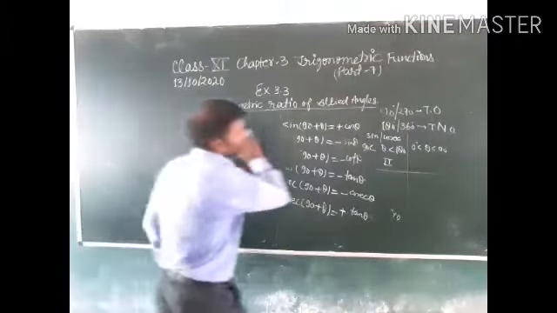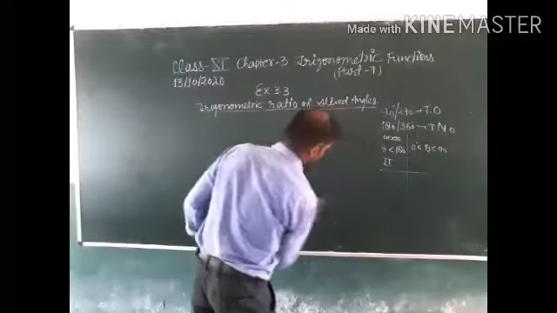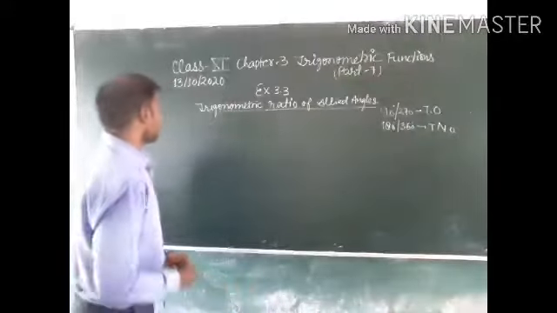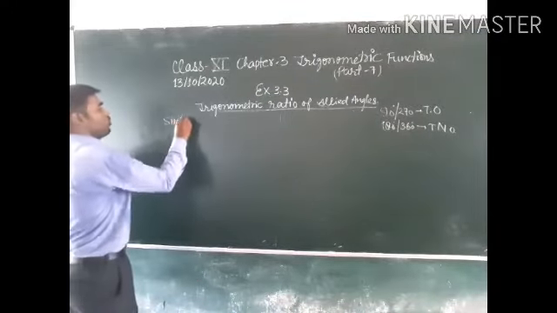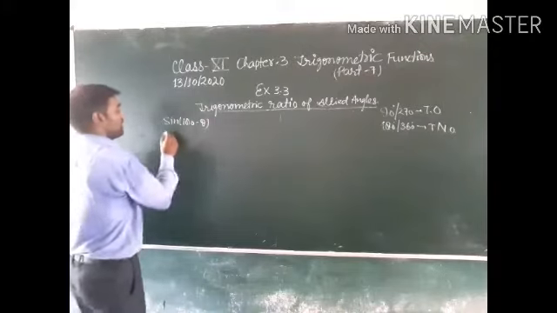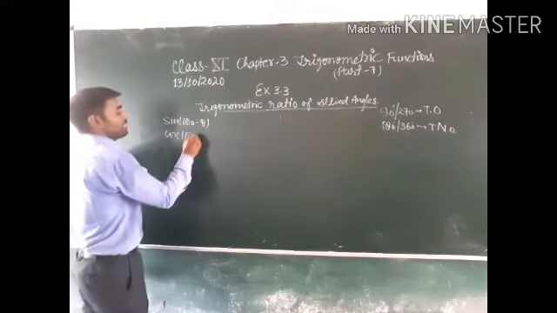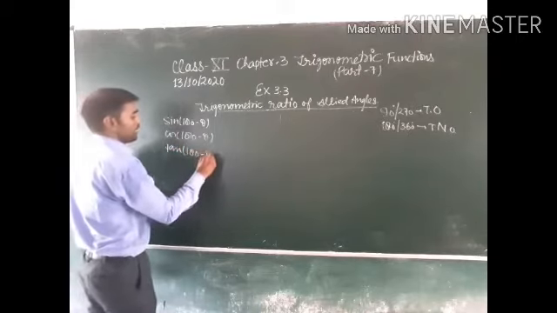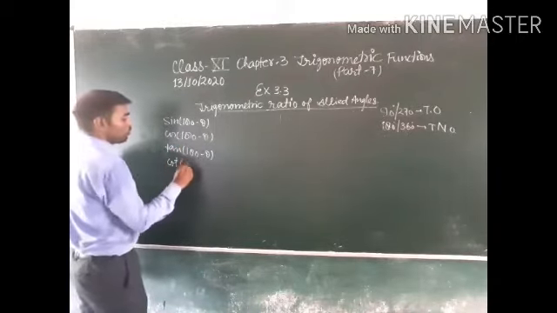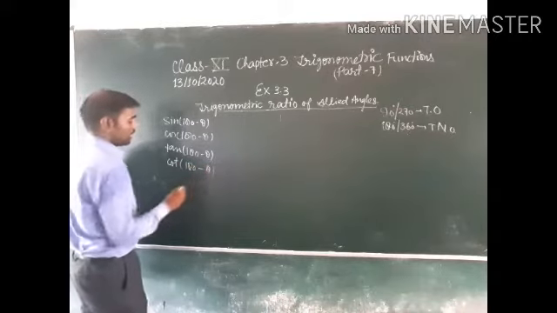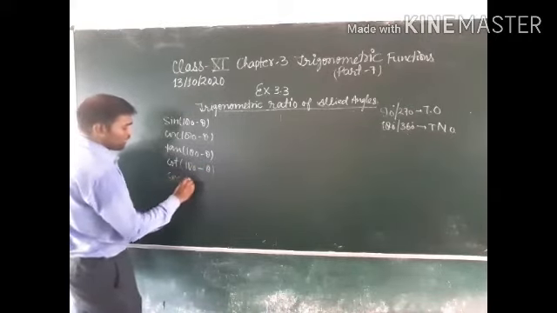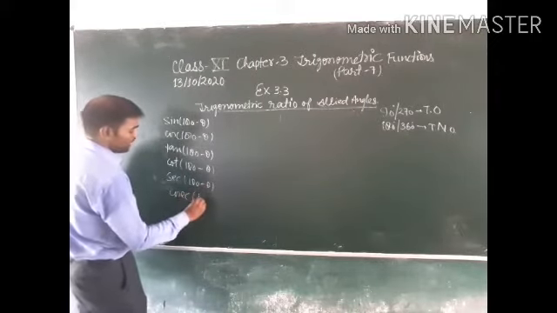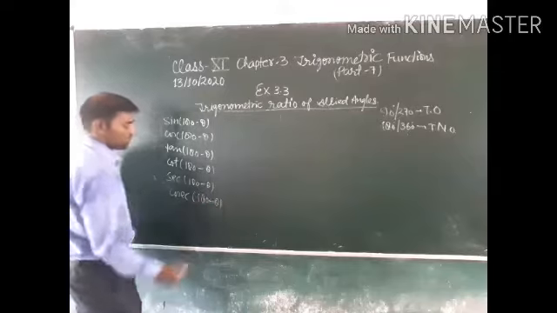Now we write sin(180° − θ), cos(180° − θ), tan(180° − θ), cot(180° − θ), sec(180° − θ), and cosec(180° − θ).